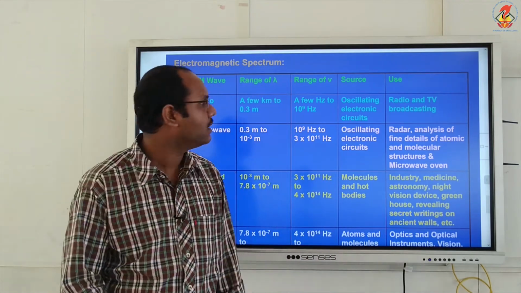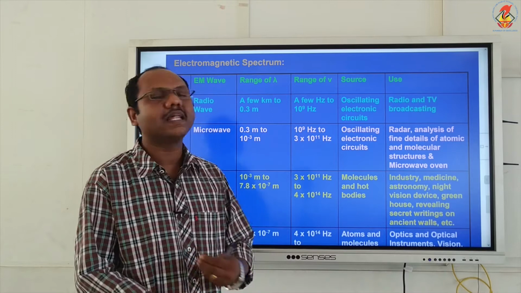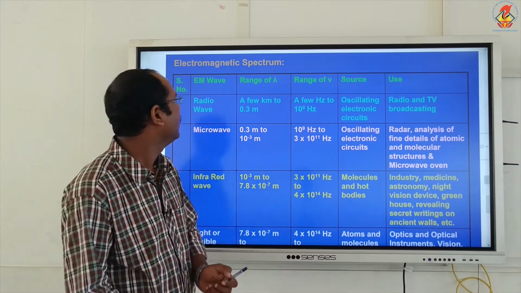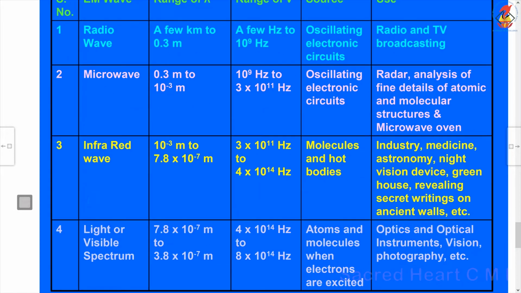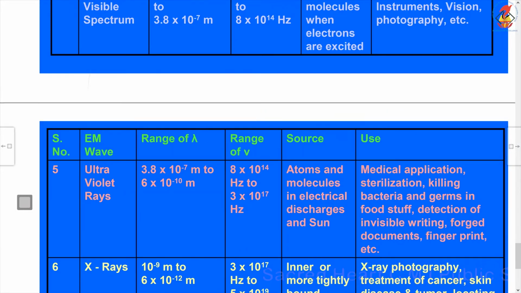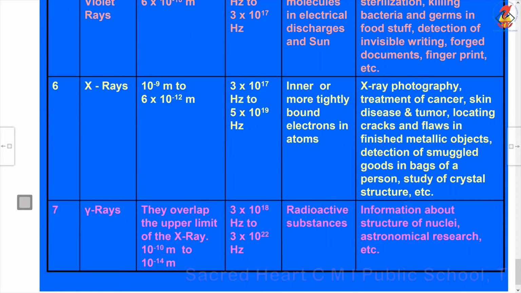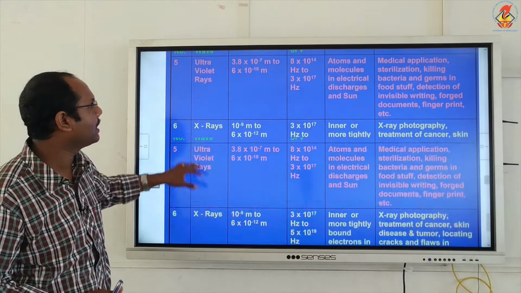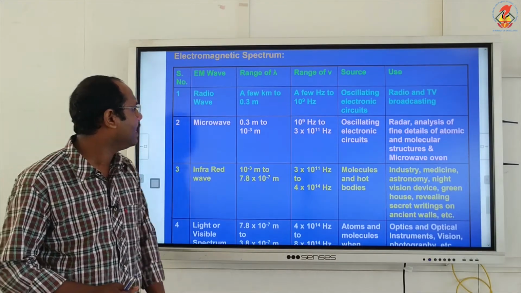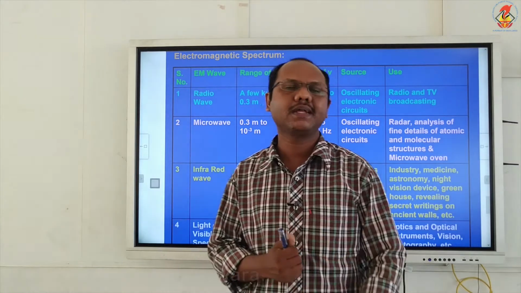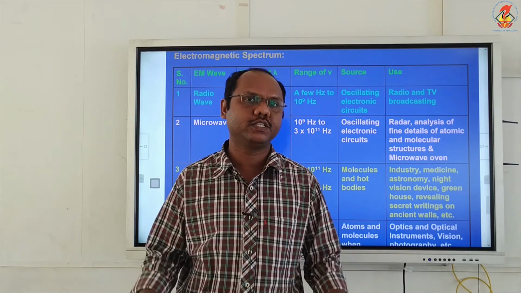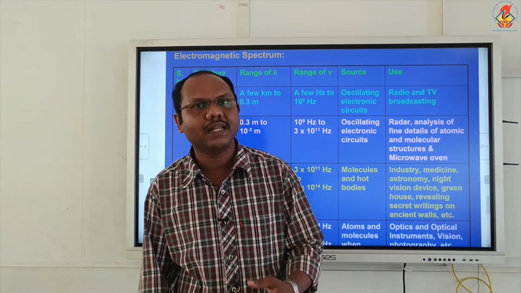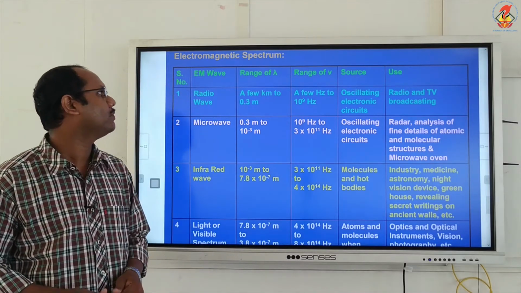I have arranged the electromagnetic waves in the increasing order of frequency. The first one is radio wave, then microwave, infrared, visible light, ultraviolet, X-rays, gamma rays. So, there are 7 components in the electromagnetic spectrum: radio waves, microwaves, infrared, visible light, ultraviolet rays, X-rays and gamma rays. So, let us see each one of them.